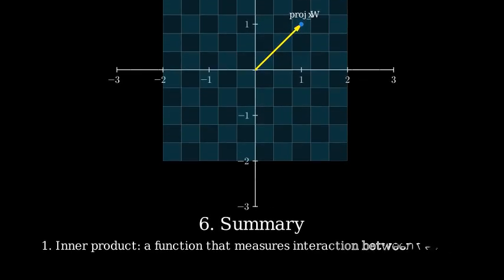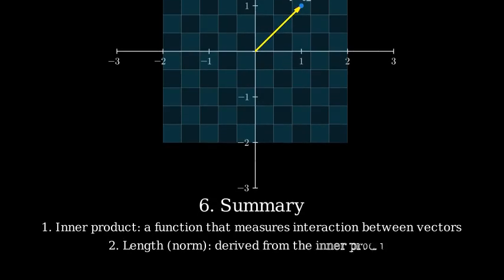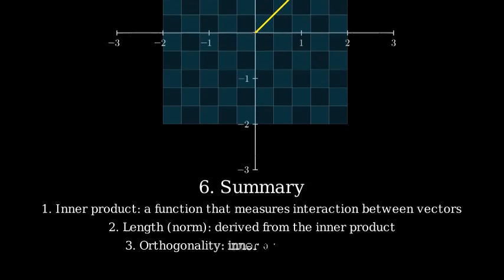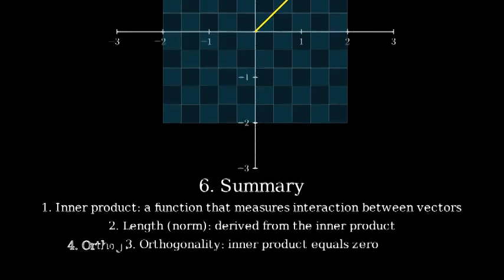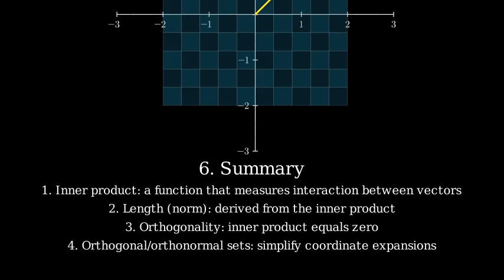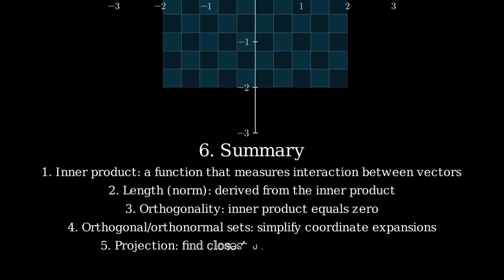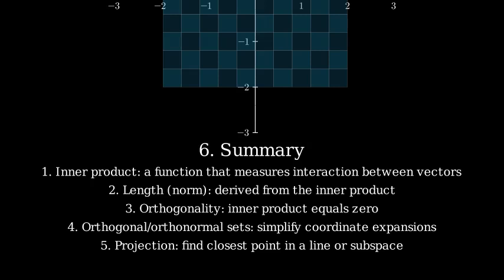First, we define the inner product, which gives us a way to measure how vectors interact with each other. Second, we used the inner product to define the length or norm of a vector. Third, we declared vectors to be orthogonal when their inner product is 0. Fourth, we discussed orthogonal and orthonormal sets, which make coordinate expansions easy. Finally, we learned how to project vectors onto lines or subspaces using inner products and orthonormal bases.